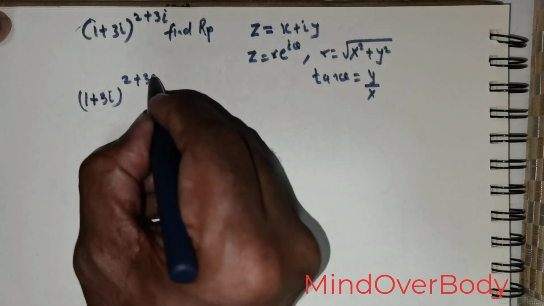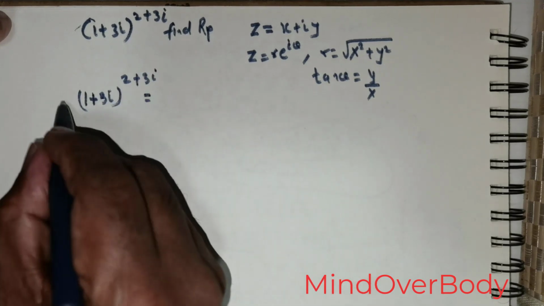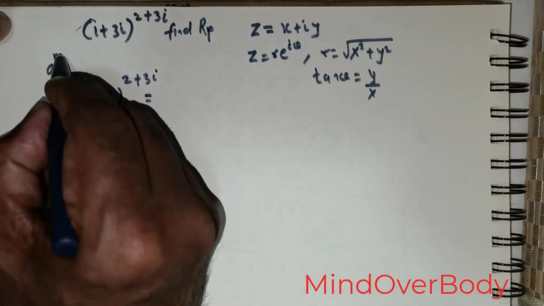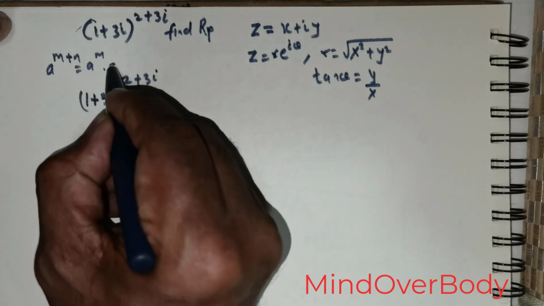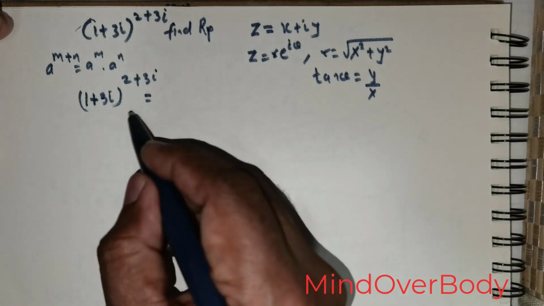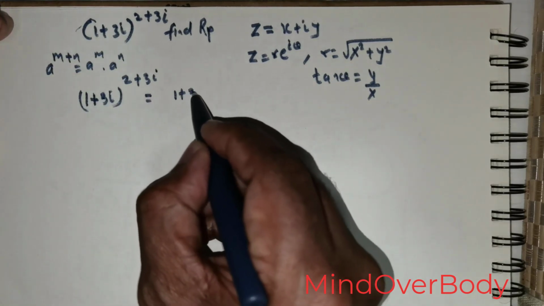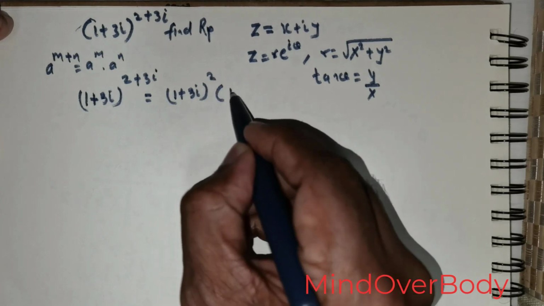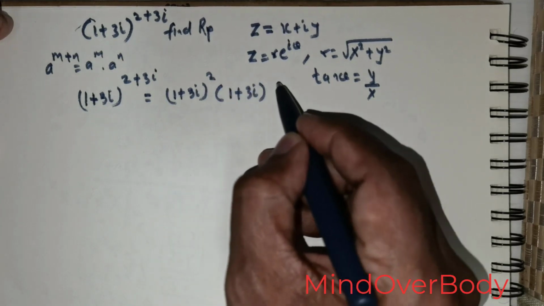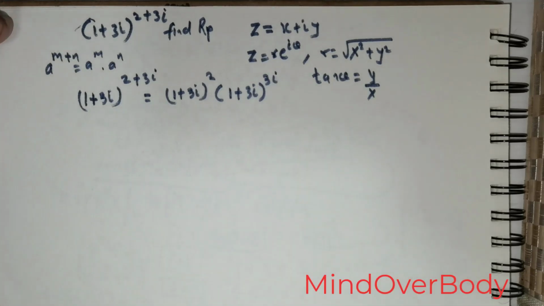Now, having obtained this, I'm going to rewrite (1 + 3i) raised to the power of (2 + 3i) using the law of algebra, a raised to the power (m + n) can be rewritten as a raised to the power m times a raised to the power n. So this can be rewritten as (1 + 3i) raised to the power of 2 multiplied with (1 + 3i) raised to the power of 3i.